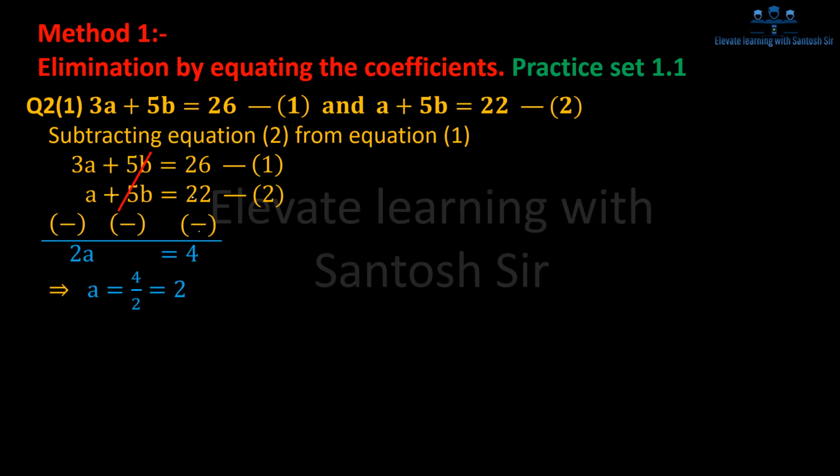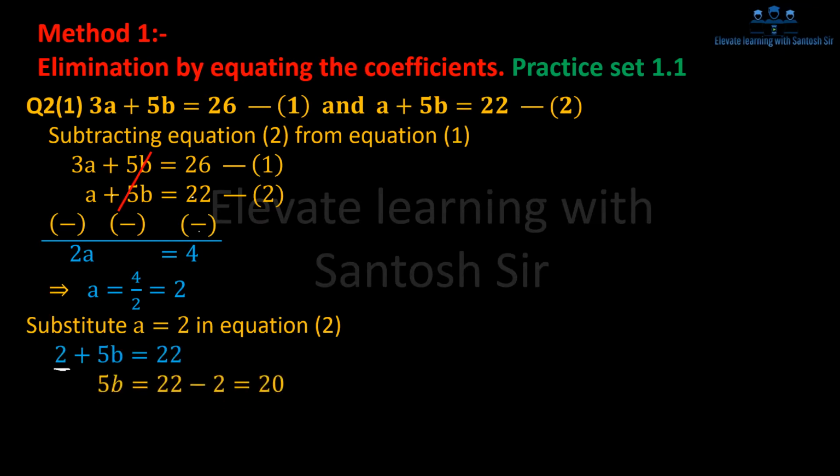As we get the value of a, we can use this value in any one of the equations to get the value of b. This time I am using a is equal to 2 in the second equation. So in the place of a, we will have 2, and then we will shift this 2 on the right side. We will get 5b is equal to 22 minus 2, that is 20, and b is 20 upon 5, that is nothing but 4. So we can say that a comma b is equal to 2 comma 4 is the solution.